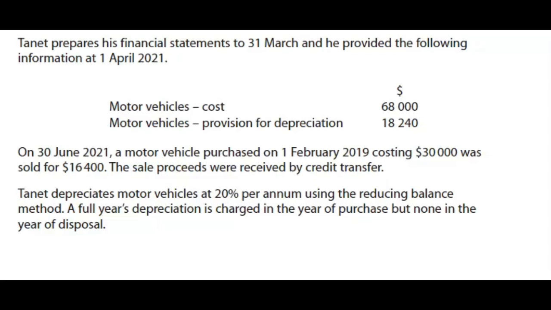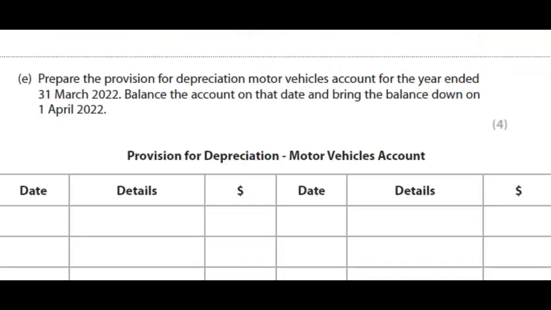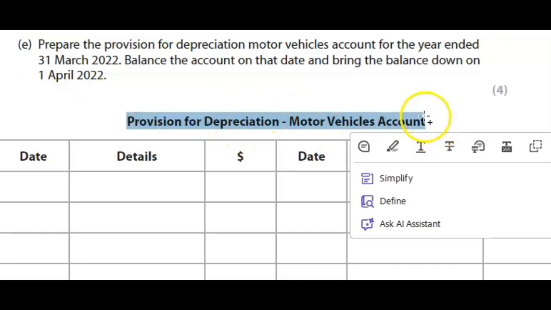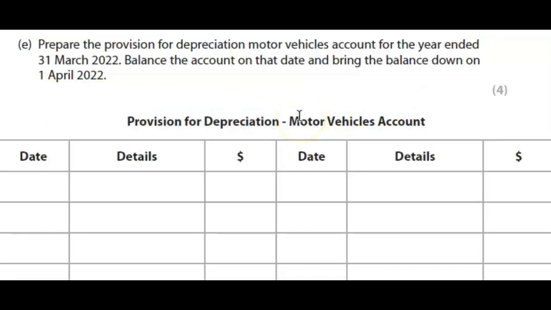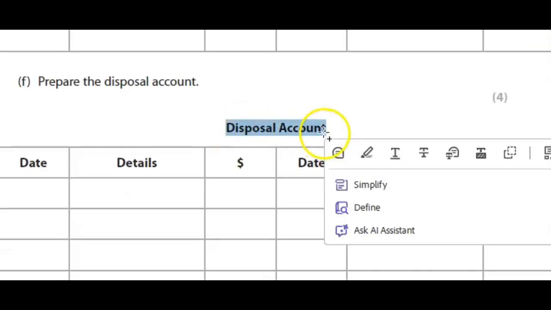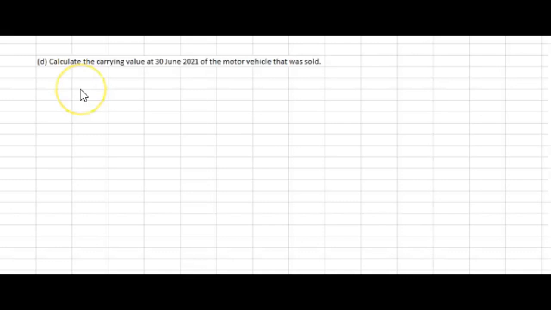Welcome to another past paper demonstration, where I am going to help you solve another depreciation question from the Edexcel past paper. This is question 17 from June 2022, Paper 1 International GCSE, under the name Tanet. This question requires the examinees to first find out the carrying value of the sold asset and then work on the provision and disposal accounts.